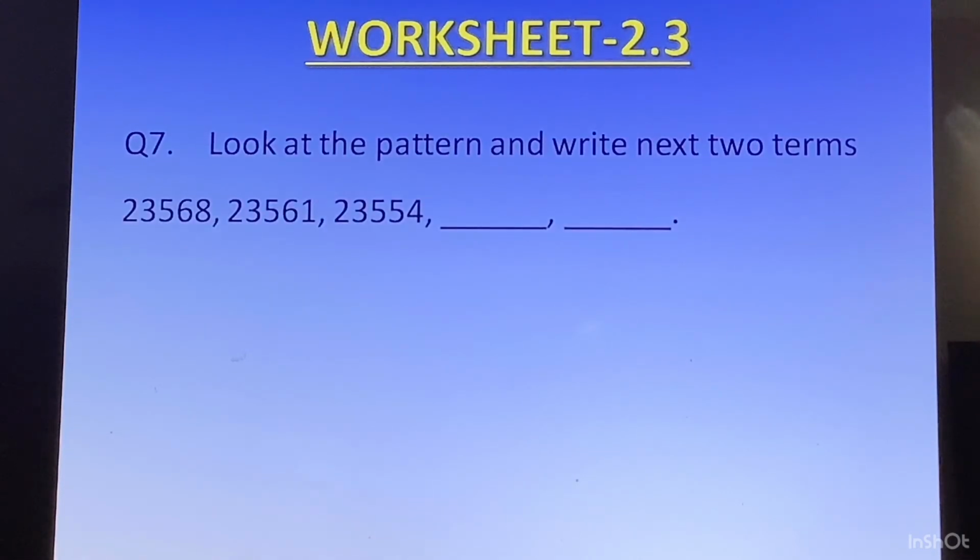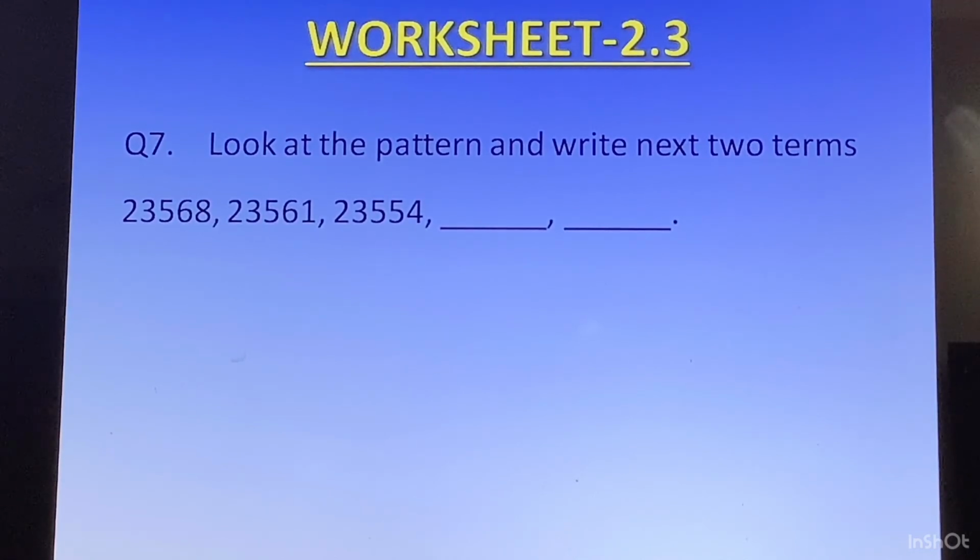Question 7. Look at the pattern and write the next two terms. Now here you see the terms 23568, then 23561, and the next term is 23554. Now these terms are in descending order. That means they are decreasing in number. You cannot add something and get the next number. You have to subtract and then get the next number because the next number is smaller.